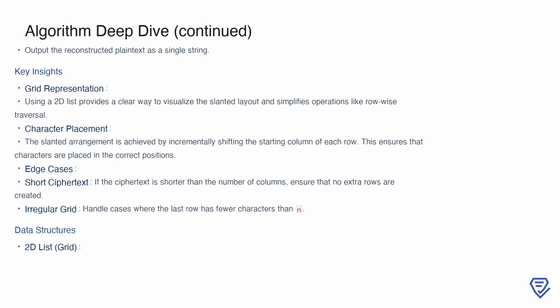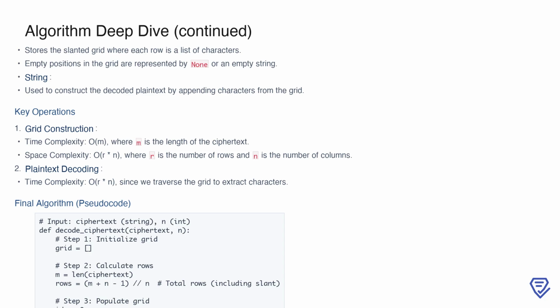The data structures used include a 2D list, which stores the grid with each row as a list of characters, and a string, which is used to construct the decoded plaintext. The 2D list, or grid, acts as the core data structure for this algorithm. It stores the slanted grid, where each row is a list of characters. Any empty positions within the grid are represented by None or an empty string. The string data structure is used to build the final decoded plaintext by appending characters from the grid.